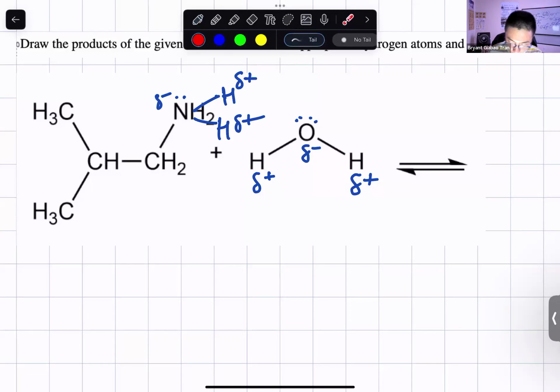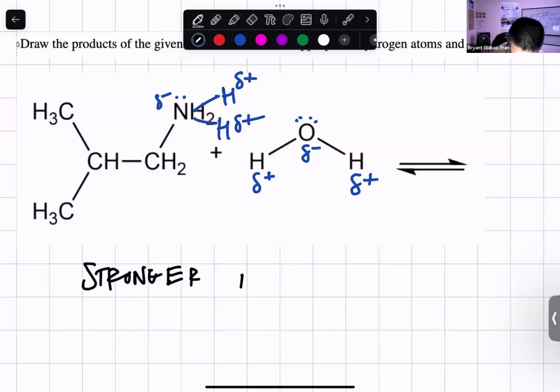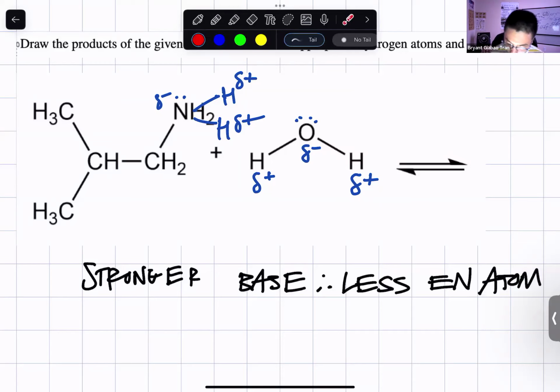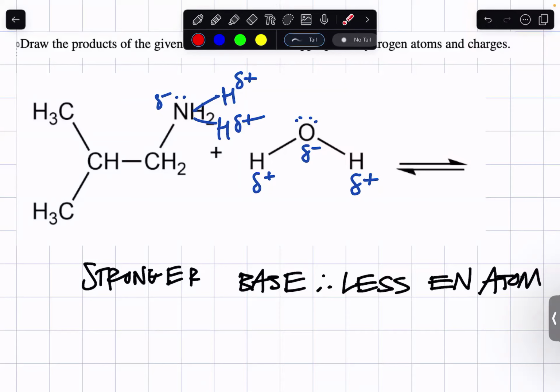But now we have to figure out which one's going to be our base, which is going to be our acid. So our stronger base is going to be the less electronegative atom, because the less electronegative atom is more willing to give up electrons and attack a hydrogen, right? Like the role of a base is to get protonated, to attack a hydrogen, to grab a hydrogen. It's better to do that if it is less electronegative. It is less greedy for electrons because it can donate those electrons to attack.